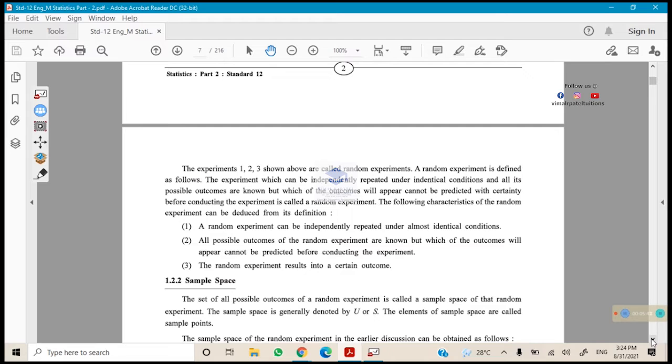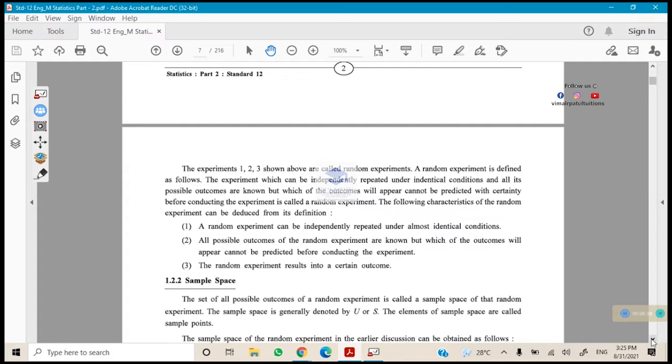If I throw a coin, it is confirmed that either I will receive head or I will receive tail. No other outcome is possible. But which particular outcome I will receive by tossing a coin or throwing a dice is not confirmed. With 100% surety, I cannot predict what I am going to obtain. So all possible outcomes of a random experiment are known, but which outcome will appear cannot be predicted before conducting the experiment.